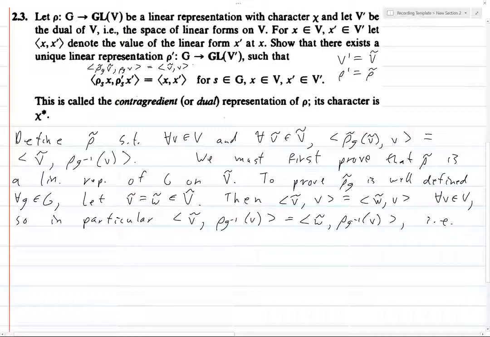We know really nice things about it. So what we're actually going to prove is that rho tilde satisfies everything that this rho prime satisfies in the problem. And then by uniqueness, it's going to work by uniqueness. So yeah, let's go from here.